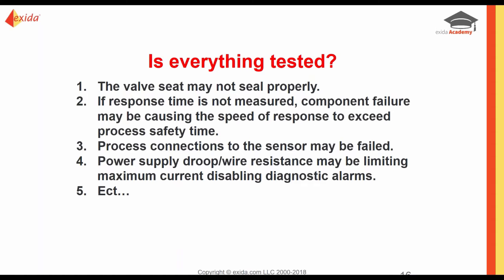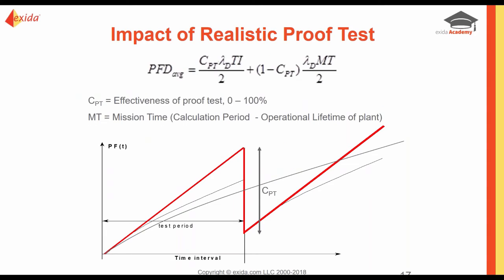So let's get more realistic. Let's say what a realistic proof test is instead of a perfect proof test anymore. And that realistic proof test is your proof test effectiveness. That variable is going to be your CPT. And that effectiveness is going to be a number, it's a percentage. How effective are you? From 0 being you're not doing any proof tests at all, to 100%, meaning you found every dangerous undetected failure out there. You're perfect.